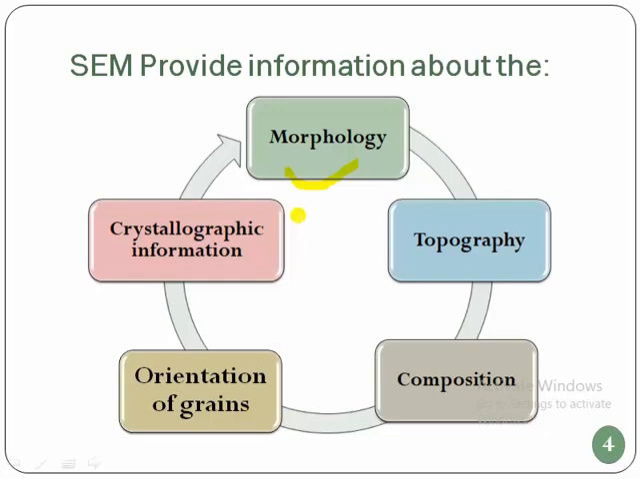Then topography. Topography means surface features of an object. Means what? The texture, the smoothness, the roughness, means how your material looks, can be measured by topography. Then composition. Composition means the elements and compounds that constitute the material. So that is known as composition.